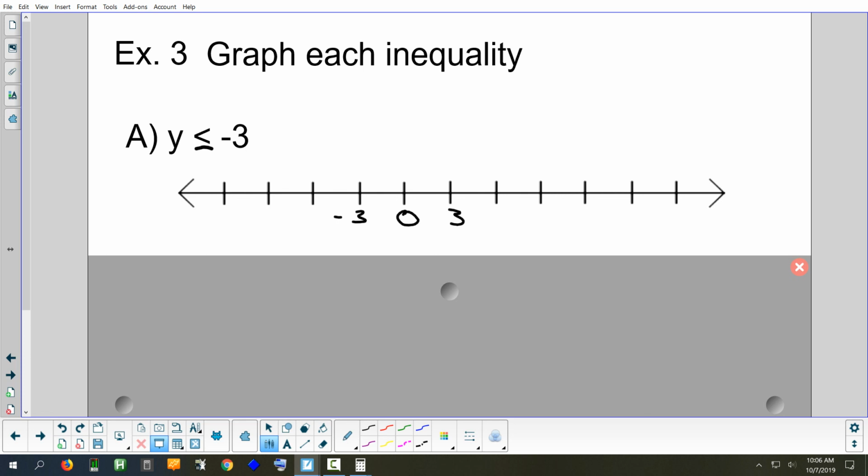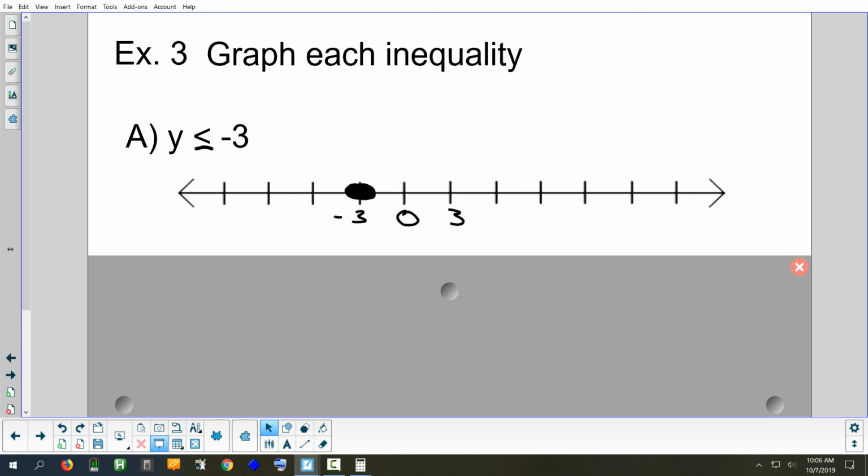Now, what kind of circle am I going to use? Open, which is not filled in, or closed, which is filled in? Olivia? Close. Yep, we're going to do closed, so we're going to fill it in. So we've got our circle. Now we just have to decide where the circle goes. The circle's going to go on -3. Okay, are we done? No. If this was last week, we'd be done, we just had to put a dot. Now we have to do the line.